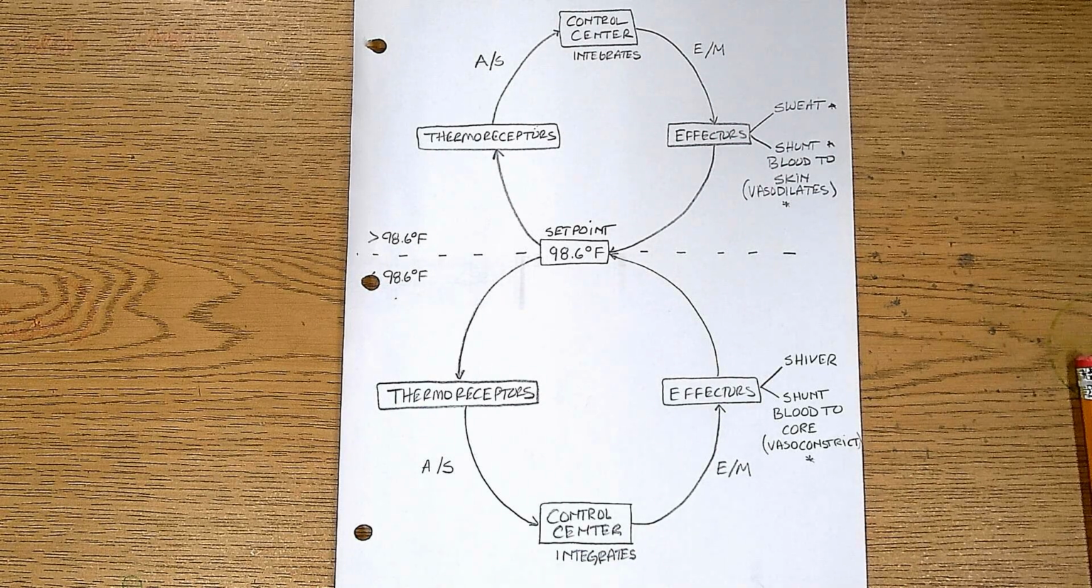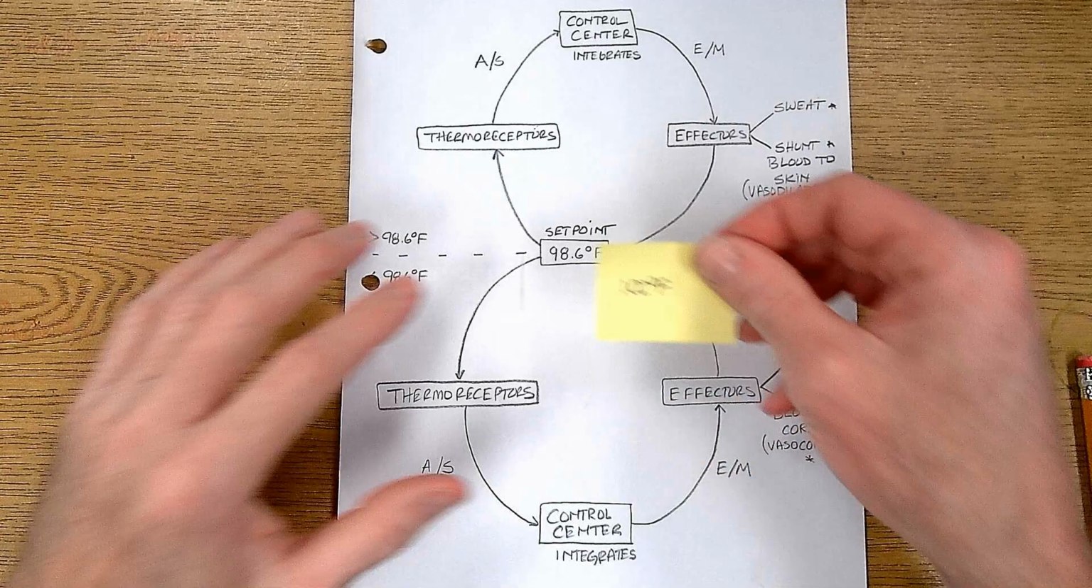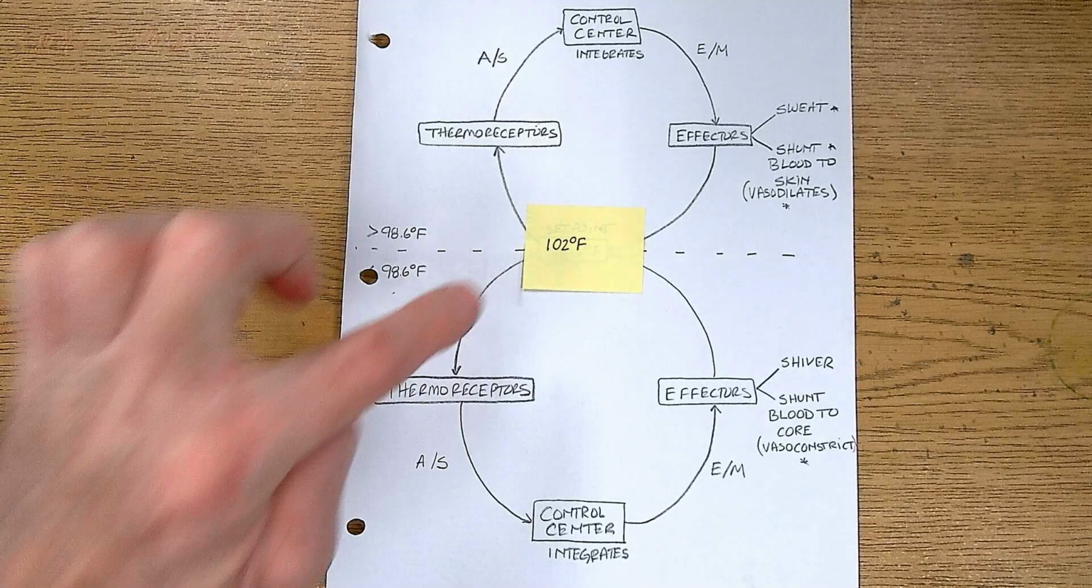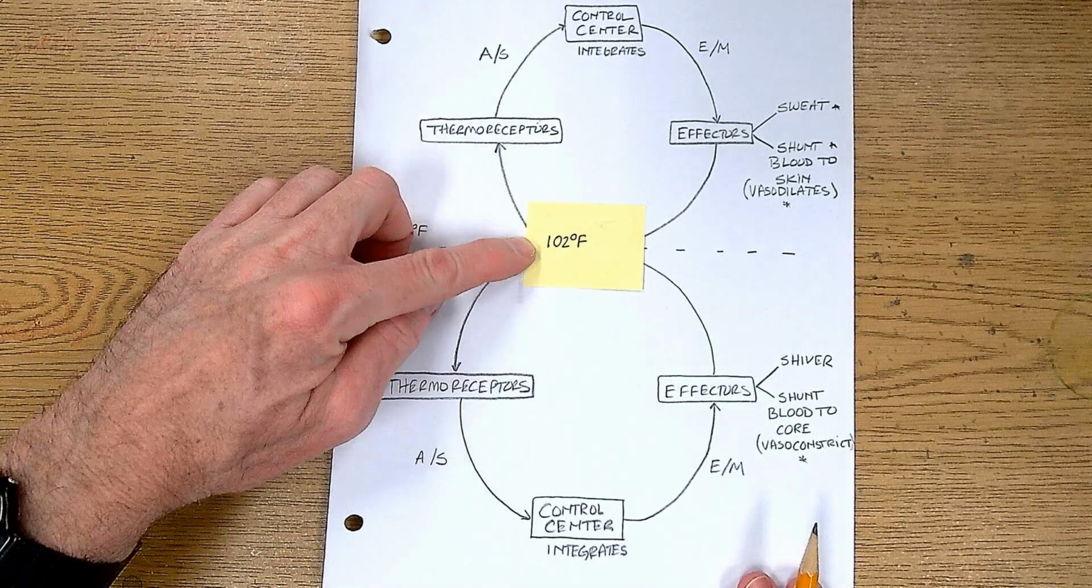When you have an infection, the body resets its set point from 98.6 degrees Fahrenheit to something like, let's go with 102 degrees Fahrenheit. So we want the body to now be at 102 degrees Fahrenheit.